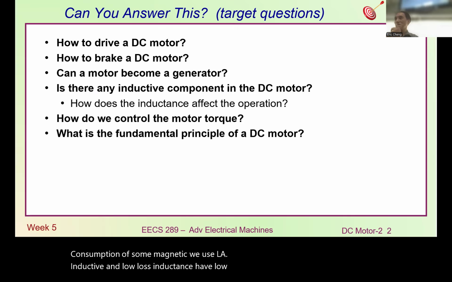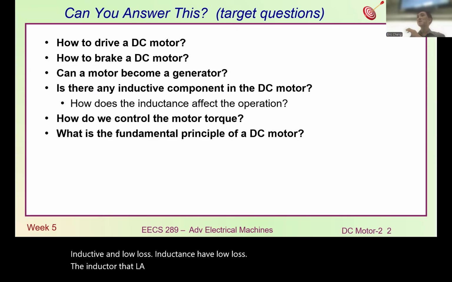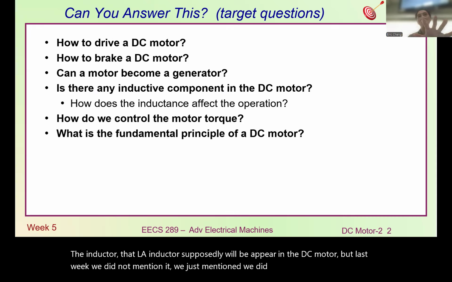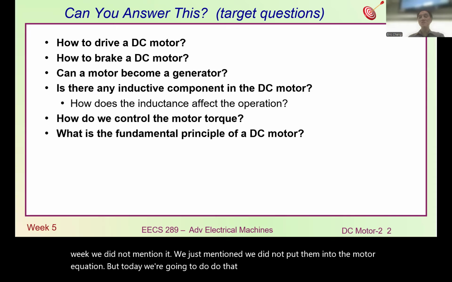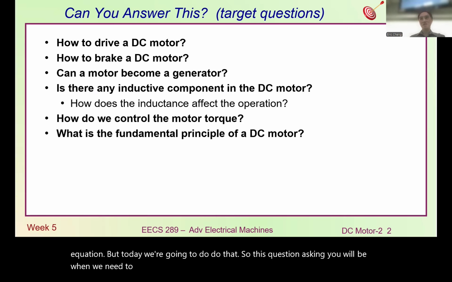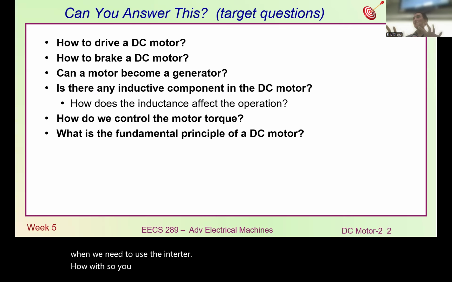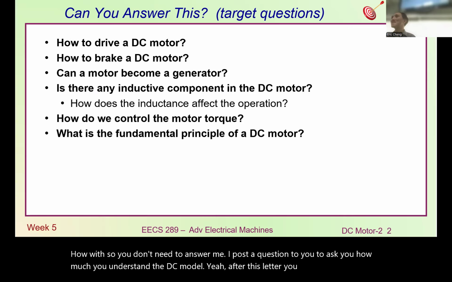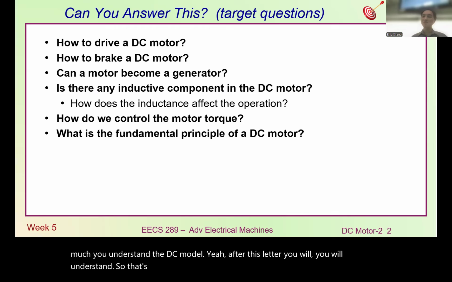The inductor LA supposedly appears in the DC motor, but last week we did not mention it. We just did not put it into the motor equation, but today we're going to do that. So this question asks when we need to use the inductor. You don't need to answer me. I posed a question to ask how much you understand the DC motor. After this lecture, you will understand. That's why my target question here is to see how well you understand DC motor.